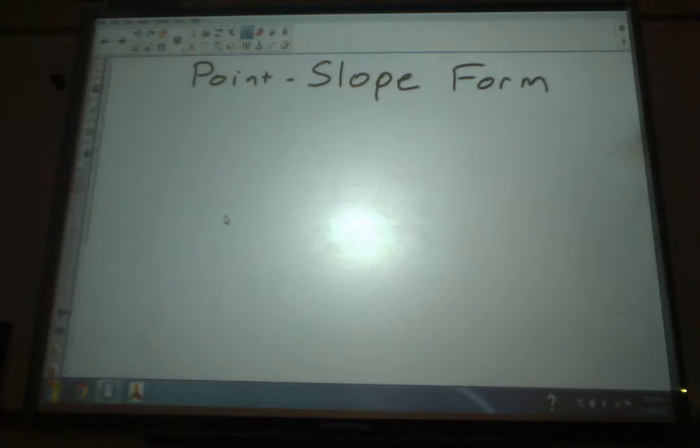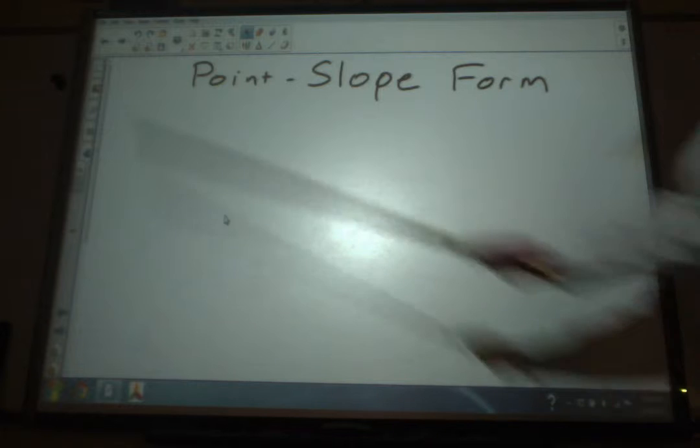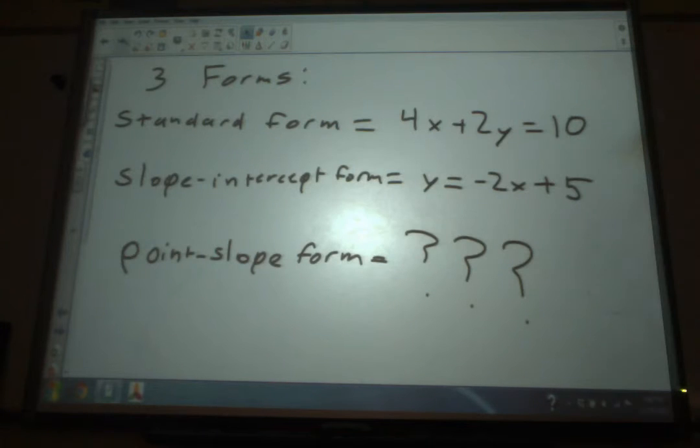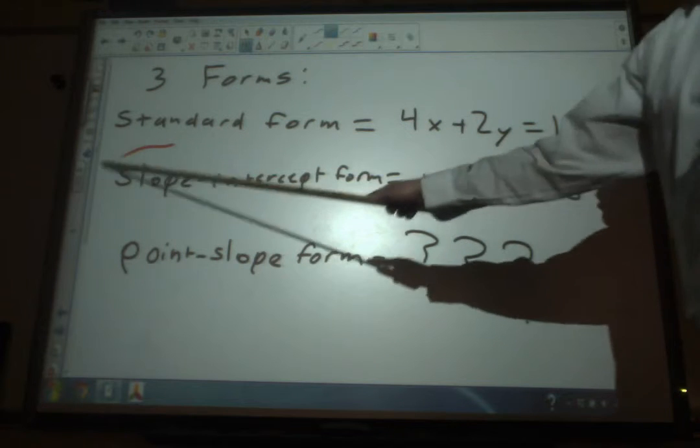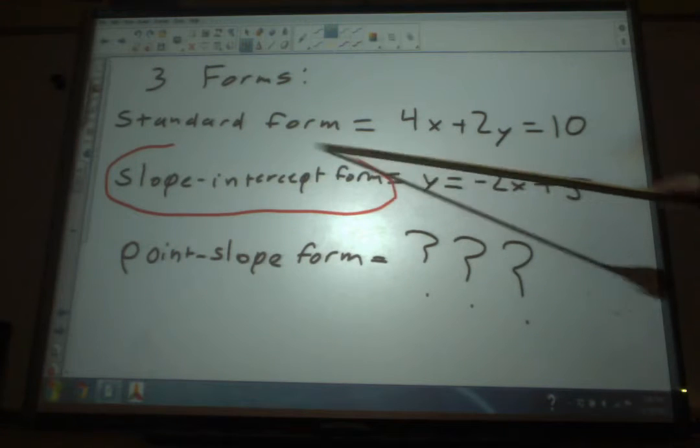Okay, today we're talking about a new format called point-slope form. Previously we've learned really just one other form, but there's three major forms that you're going to see equations written in. Here's the one that we have learned already, slope-intercept form, right here.